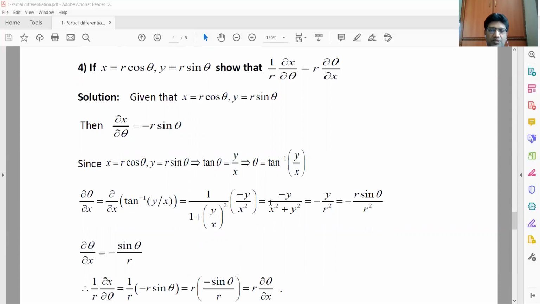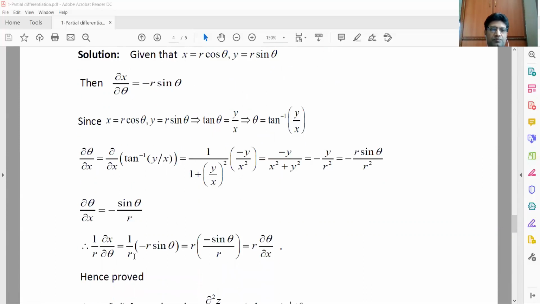So if you simplify this, x square gets cancelled. So x square plus y square, minus y. So minus y by, what is x square plus y square from this relation? R square cos square theta plus r square sin square theta, which is r square. So what is y? Y is r sin theta. So r sin theta by r square. R gets cancelled. You will get this one.